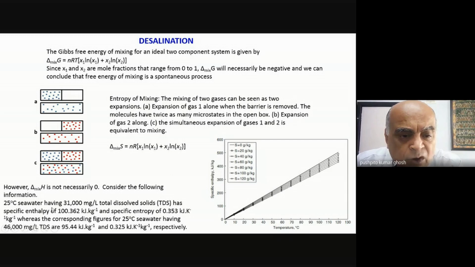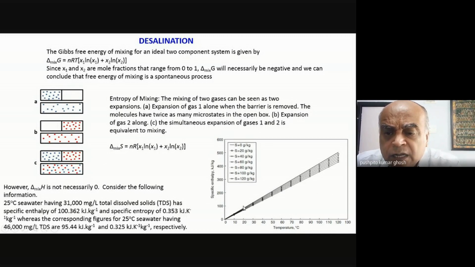Seawater at 25 degrees centigrade having 31,000 milligram per liter total dissolved solids has a specific enthalpy of 100.362 kilojoule per kg and a specific entropy of 0.353, whereas at 46,000 milligram per liter TDS, the entropy value is less. So obviously it would be unfavorable to go from 31,000 to 46,000 from an entropy consideration. But the enthalpy is also going down. So this actually is favorable, at least the enthalpy component.